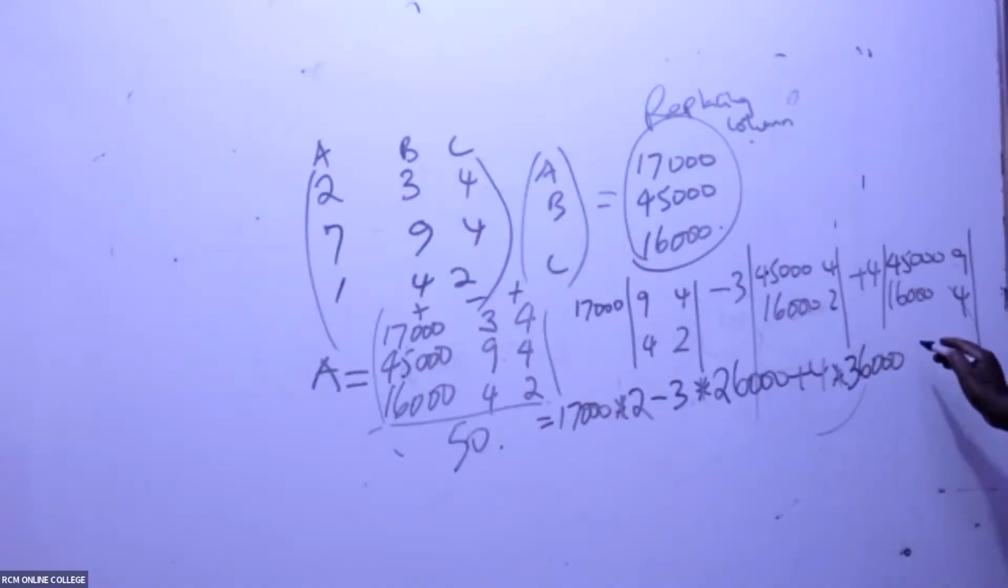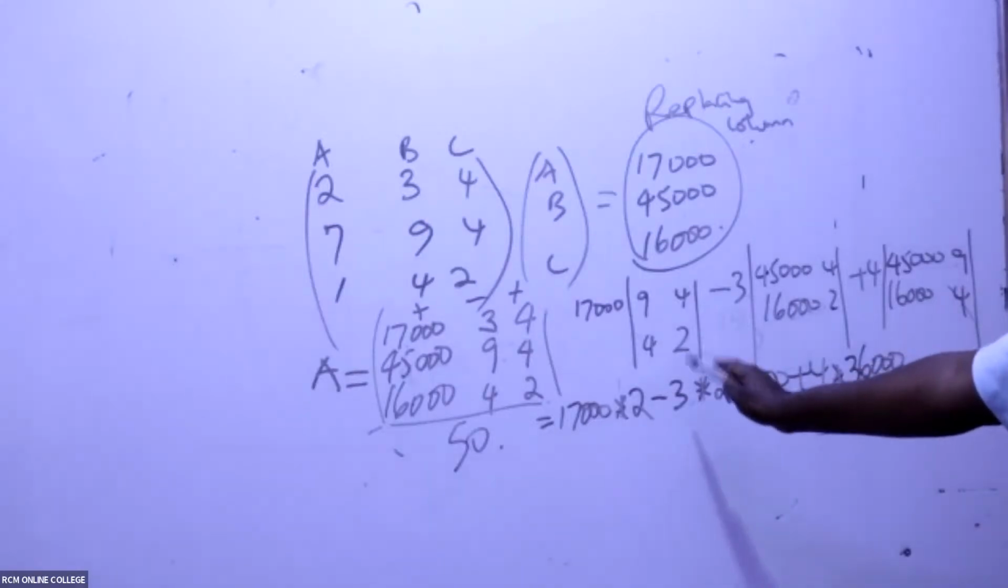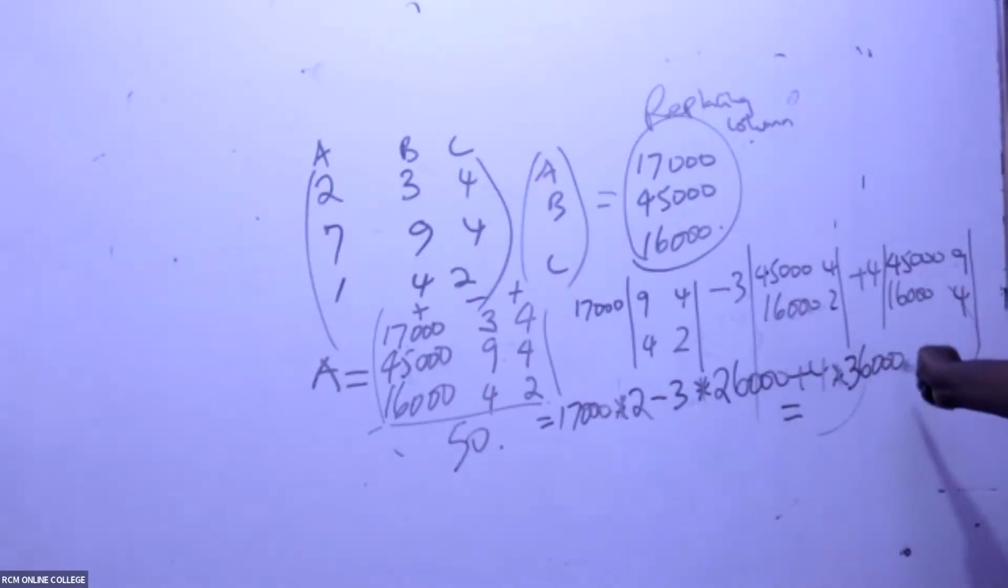So then are you able to give me the final answer now? Please take this times 2 minus 3 times this plus 4 times that. 17,000 times 2 minus 3 times 26,000 plus 4 times 36,000. Give me an answer. I'm being given, although I need some confirmations, a figure of 100,000.